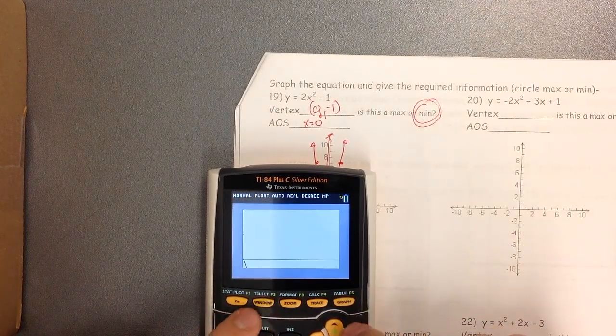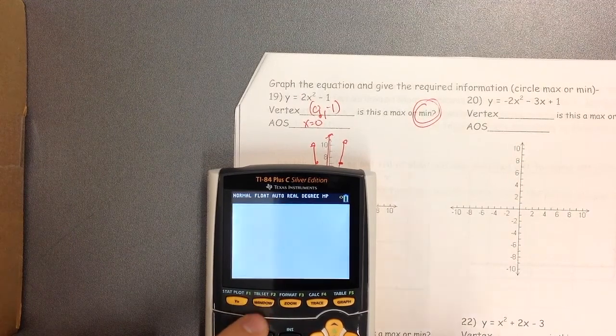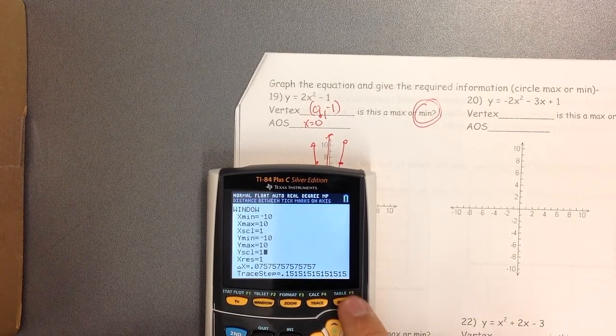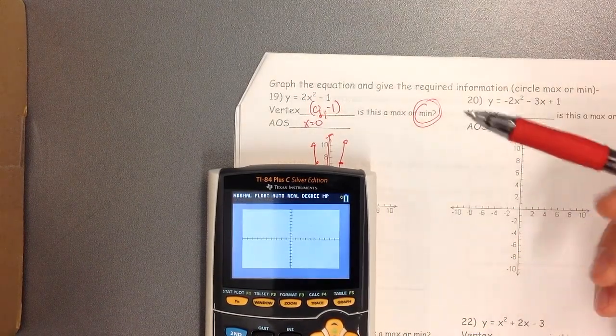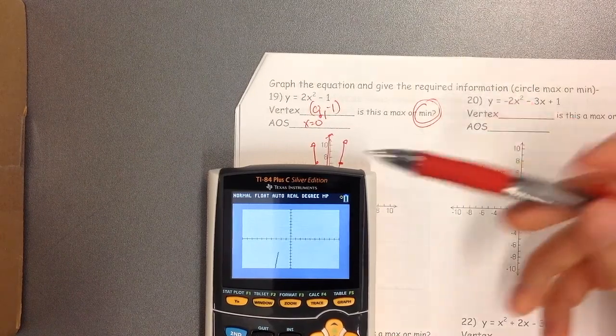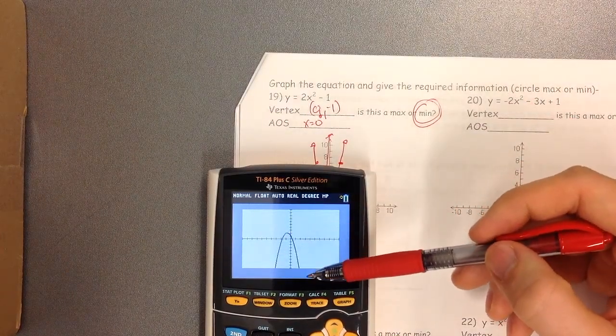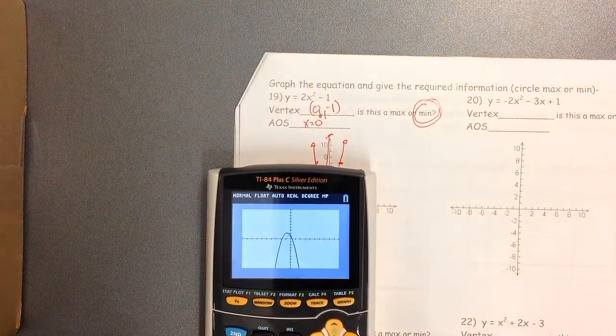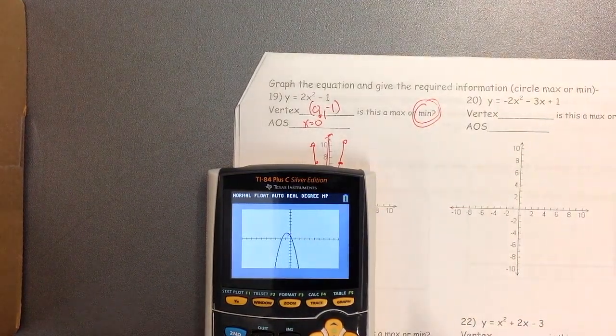We've been doing word problems. So I'm going to go negative 10 to positive 10. Count by ones. Negative 10 to positive 10. Count by ones. So here's what the graph looks like. It's going to come up, cross through. You'll notice that vertex is not going to be a whole number. So when I go to execute, I want to keep that in mind.